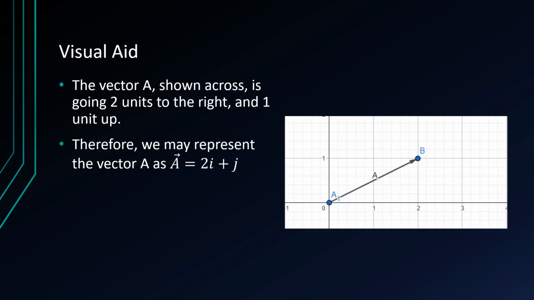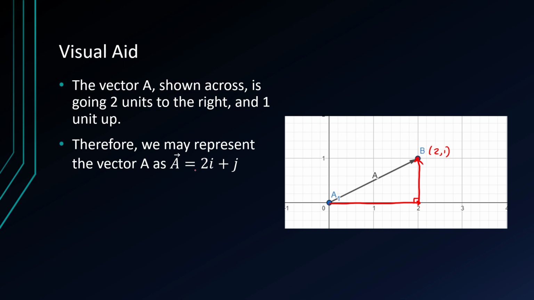So here's a visual aid. Here we have a vector A. It's going 2 units to the right and 1 unit up. So here we can see B is at the point 2, 1. Therefore, we can represent the vector as 2i plus j. So it's going 2 units to the right, and then after that, it's going 1 unit upwards. These are at right angles to each other.